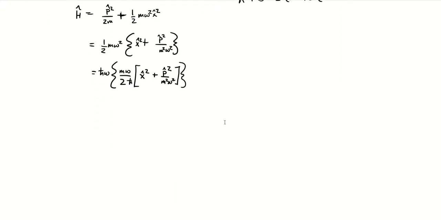And to do that, what do we end up with? Leaving the terms in front, h bar omega, we're going to end up with square root of m omega over 2 h bar times x hat plus i times p hat over m omega. And then the other term is going to be square root of m omega over 2 h bar times x hat minus i p hat over m omega, right?